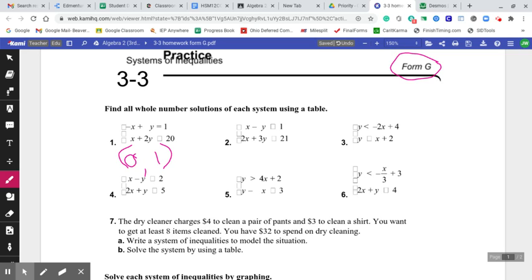So we're going to find all the whole number solutions of each system using a table, right? And we're not going to actually use a table. It's not really applicable in real life. I'm going to show you real quick how to use Desmos.